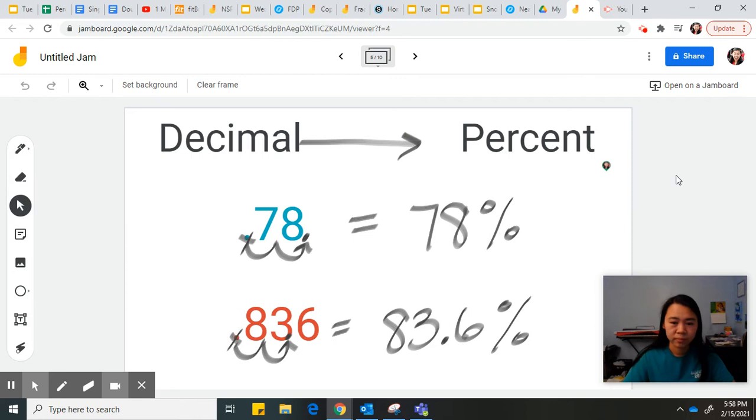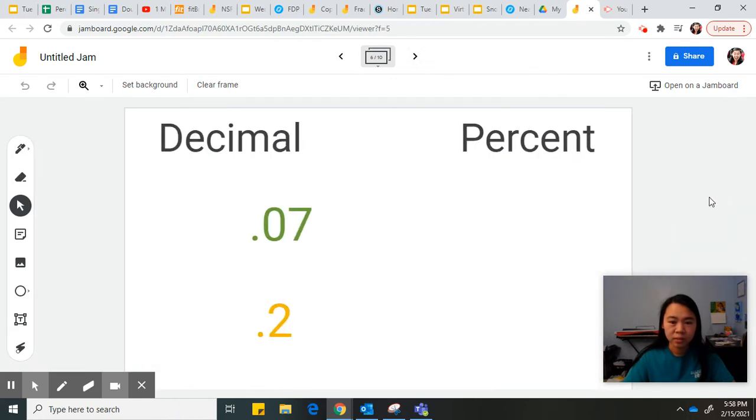Okay, let's try again. 2 more. We have some more decimals. We're still going to percent. So I'm going to the right, 2 jumps.